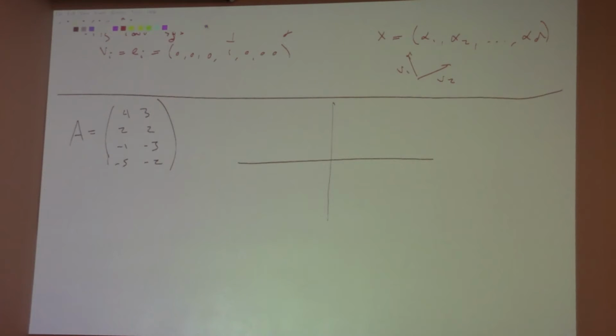Otherwise, some things might seem a little bit more strange. Okay, so I'm going to get these different data points, which are roughly, the first one is roughly here, the second one here. 4, 3, then 2, 2, then minus 1, minus 3, and minus 5, minus 2. Right? So these are the 4 data points here.